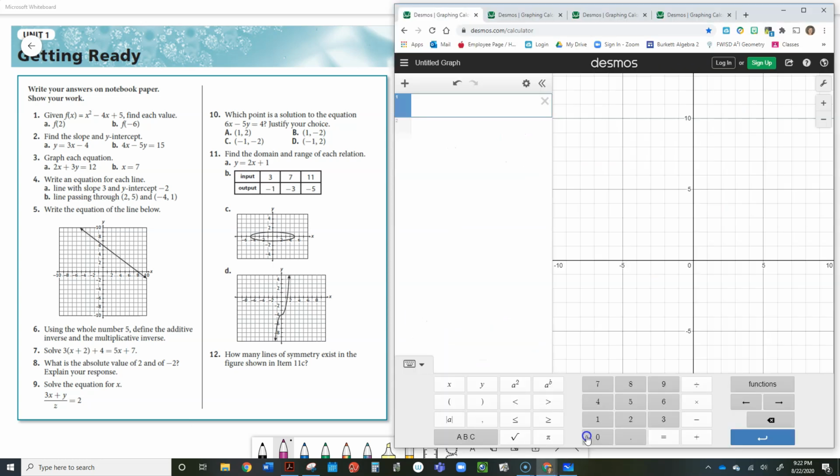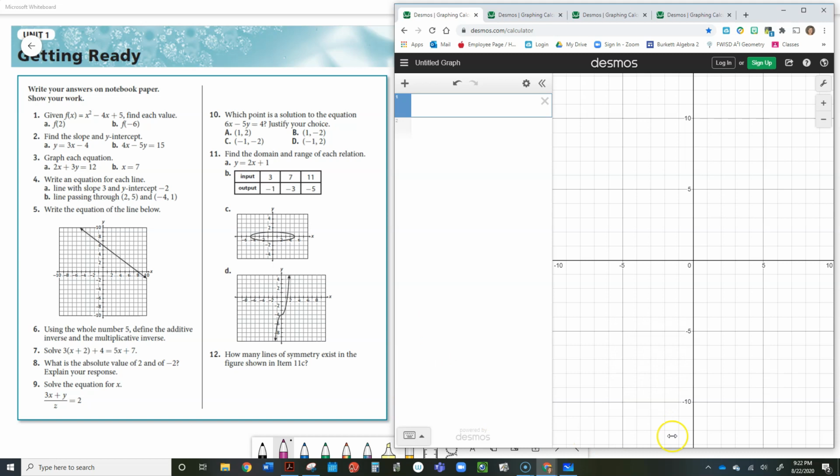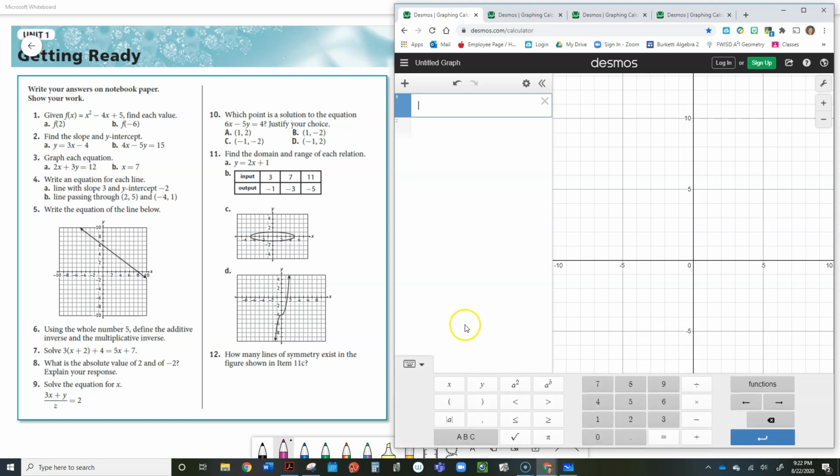You can do this on Desmos. All you have to do is open up the little thing down here. There might be a way to actually type it in using your keyboard, but this button right here will get your absolute value bars, and then you just type in 2 and it'll tell you 2, or you can back it up and type in -2 and it'll tell you 2. So you can use this side over here just like a regular calculator.